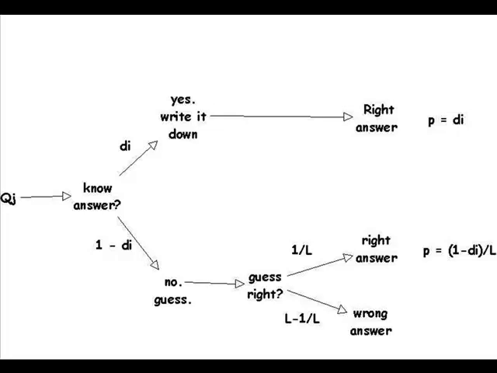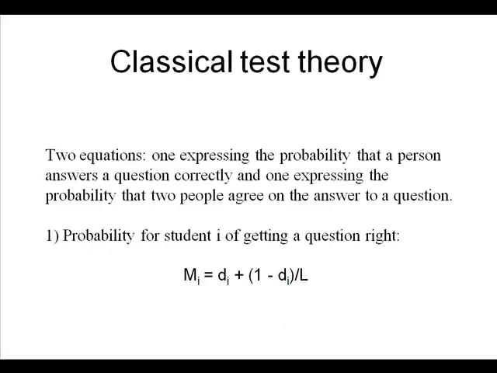And this is the probability of getting it if you know it. Now, there are two equations, one expressing the probability that a person answers a question correctly, and one expressing the probability that two people agree with each other on the answer to a particular question. So the probability for student I of getting a particular question right is, as we just saw, d sub I plus 1 minus d sub I over L. So that they know it, adjusted for the probability of guessing.